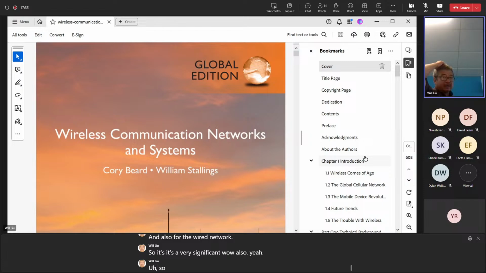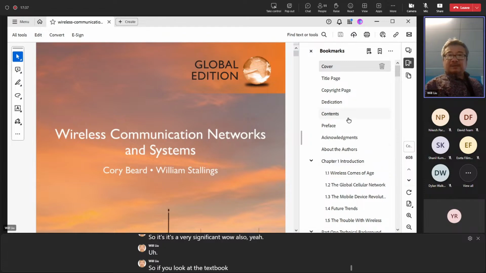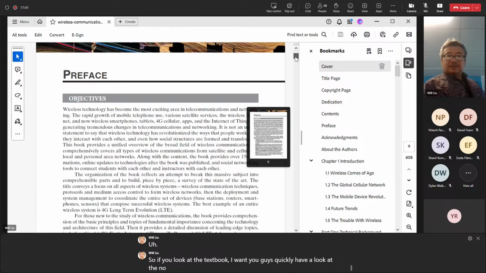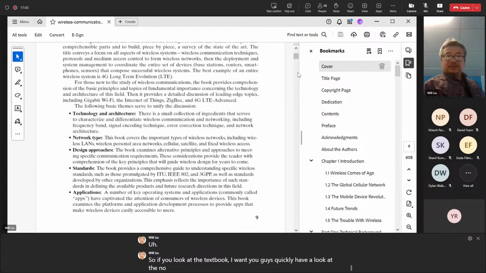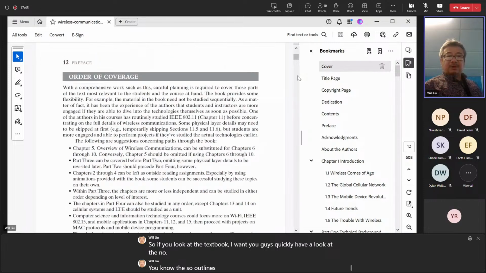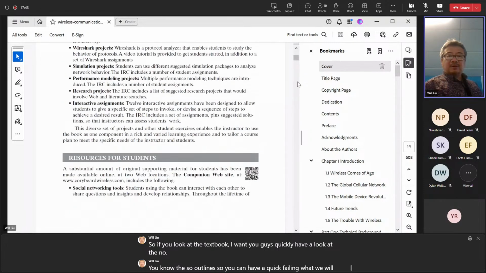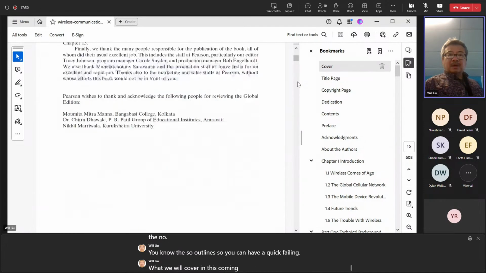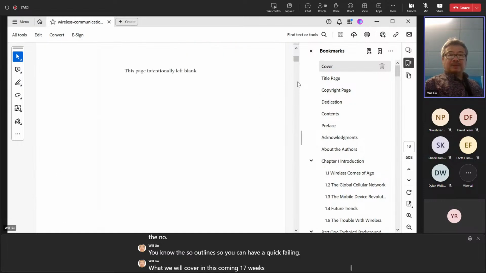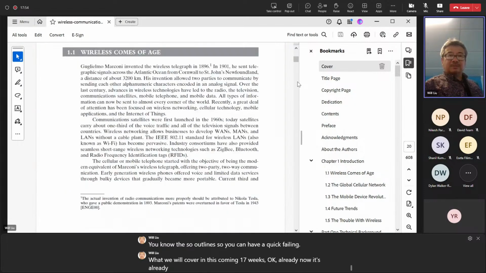If you look at the textbook, I want you to quickly have a look at the outline, so you can get a quick feeling for what we will cover in the coming 17 weeks. Already 3 weeks have passed.